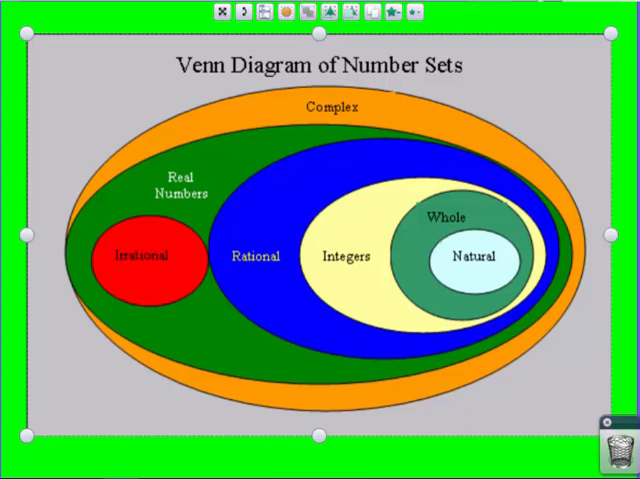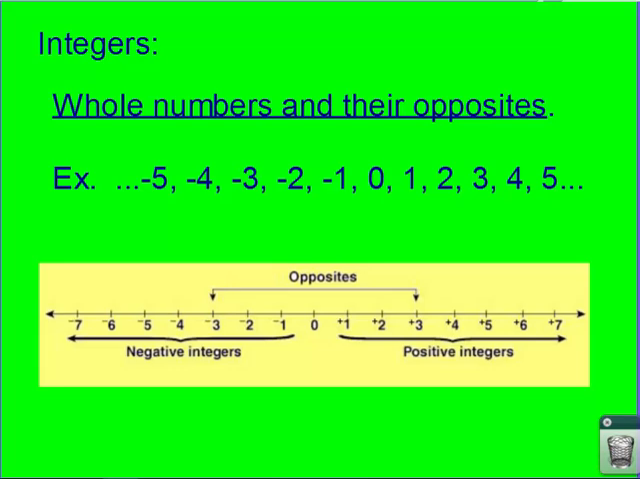The next set that we need to look at are the integers. Integers are the set of whole numbers and their opposites. So whole numbers are 0, 1, 2, 3, 4, and 5, and so on. The opposites are the ones that are on the other side of 0. Same distance away from 0, just on the other side. So -1, -2, -3, -4, and so on and so forth.